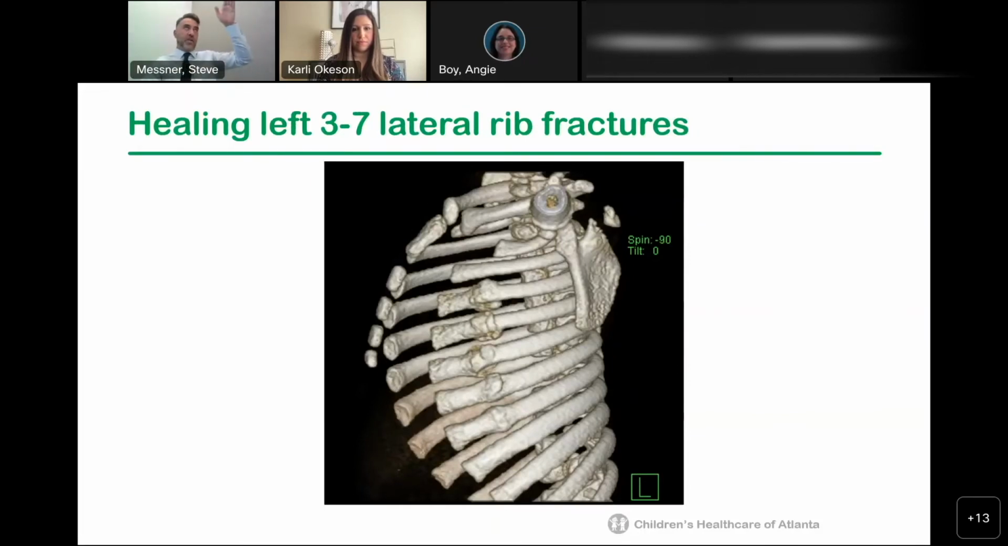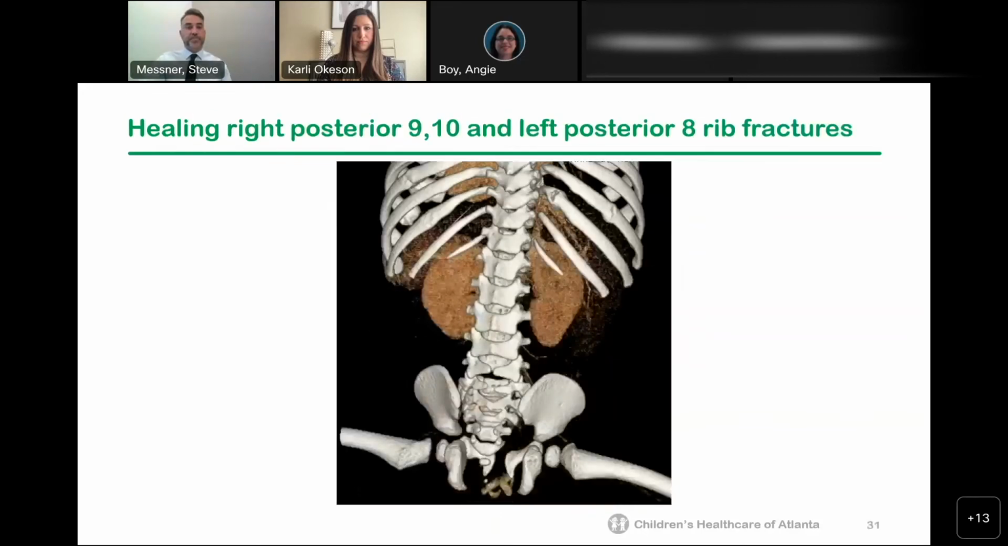And it's more common to see them in subsequent ribs. So that's rib 3, 4, 5, 6, 7, like in this case, just because that's where the pressure is being applied over the body. Here you can also see at the back, you can see healing on the right, these posterior rib fractures, and then also one on the left. You can still see the fracture line and then the callus that's formed about them.